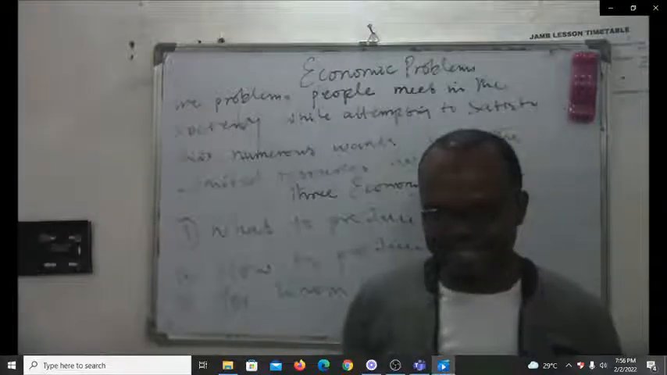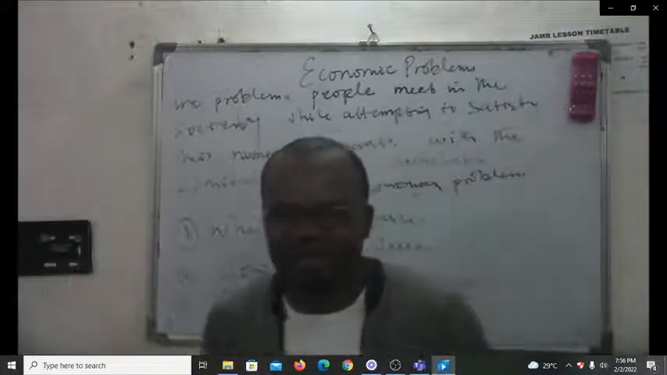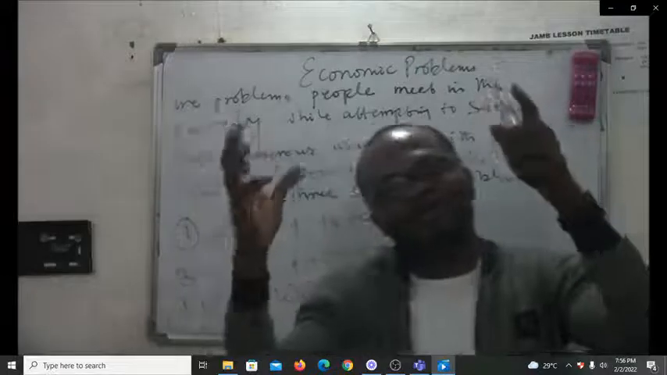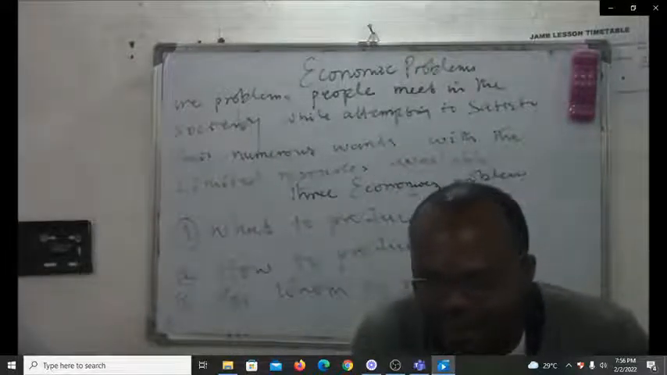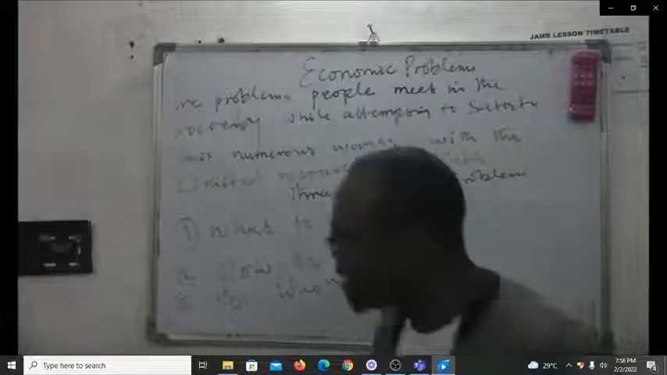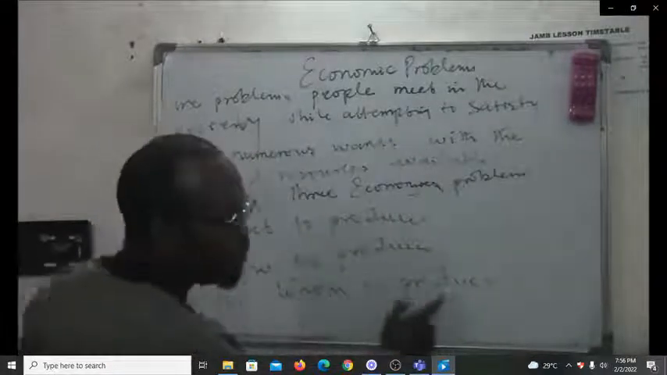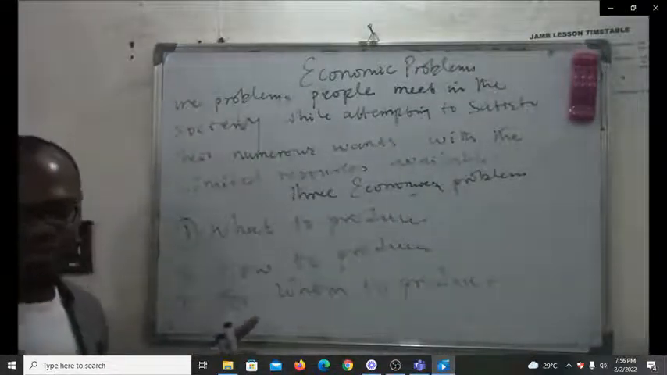Is that clear? If I want to be selling clothes, do I sell clothes for old people or do I sell them for young people? Which one goes to market? Is that clear? That is the problem of for whom to produce. These are the three problems of economics.